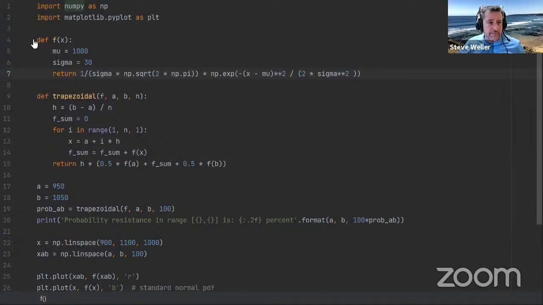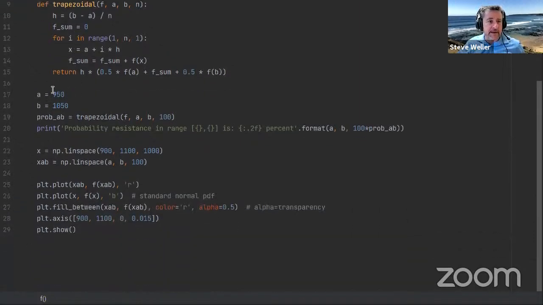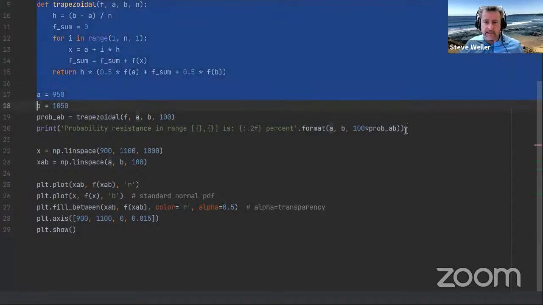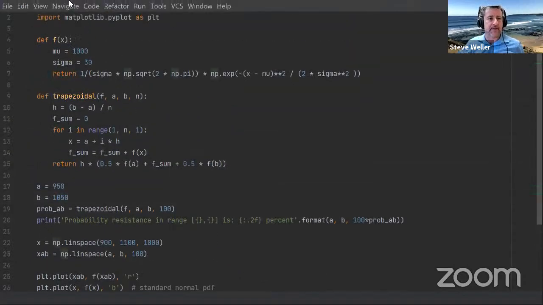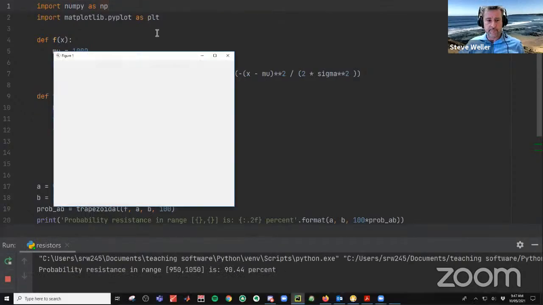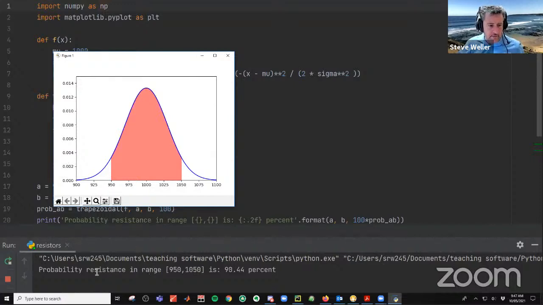Here's the code: function definition, trapezoidal method for integrating, called trapezoidal to compute the area under the curve between 950 and 1050, and then some plotting commands. So let's run that live. And we see on the console, it tells us that the probability of the resistance falling in the range 950 to 1050 is 90.44%. Let's call that approximately 90%. And here we've got the curve, the PDF plotted in blue. The pink region shows the area under the function between 950 and 1050.